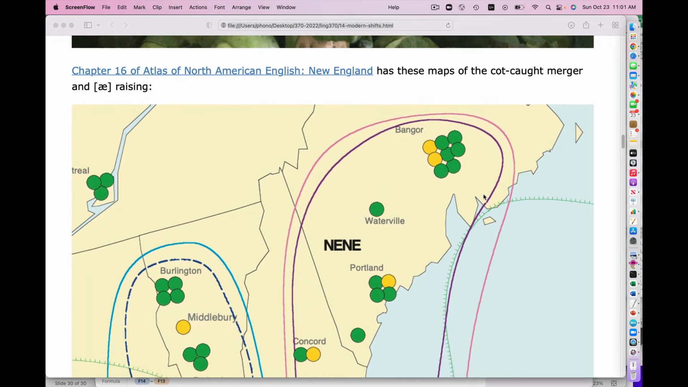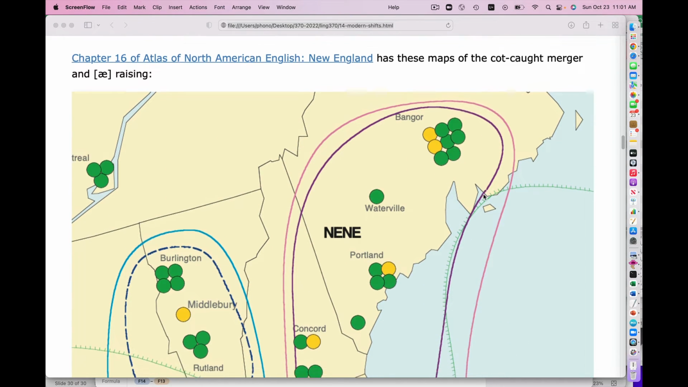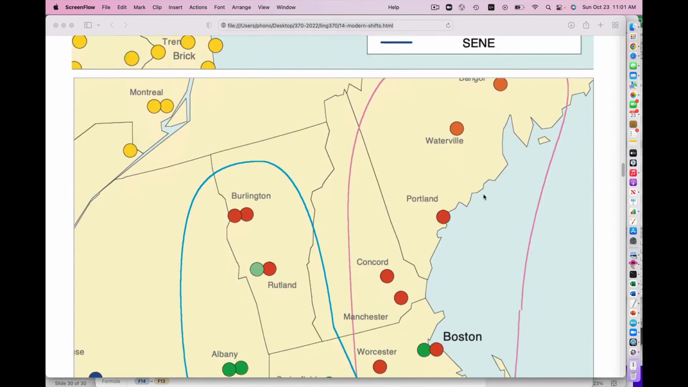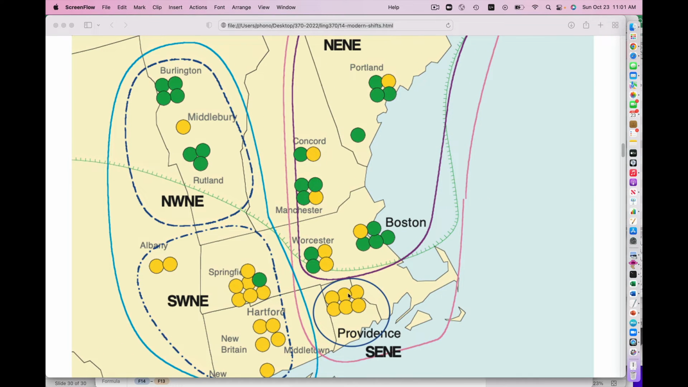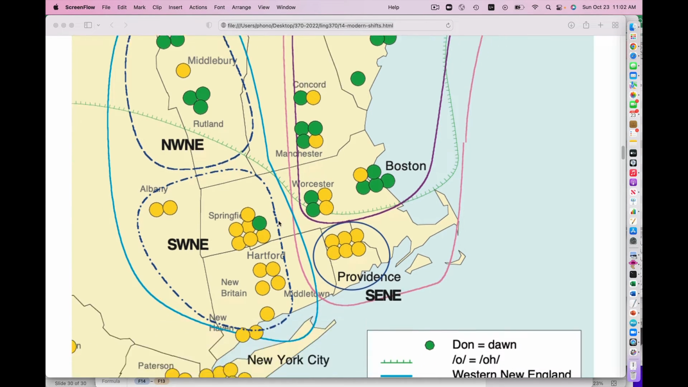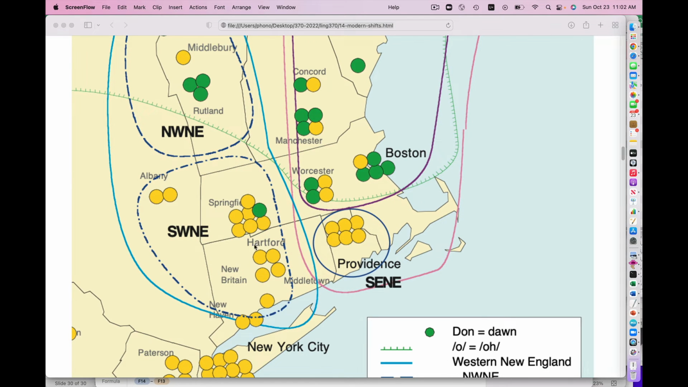In the Atlas of North American English that Labov talked about, we have these maps of the cot-caught merger and of æ raising. What you notice in general: the yellow dots are speakers in that survey who had a distinction between cot and caught, and the green dots are speakers who didn't. Lots of overlap, lots of people living in the same place who pattern differently. But in general, we have more of the merging up here and less of the merging down here.